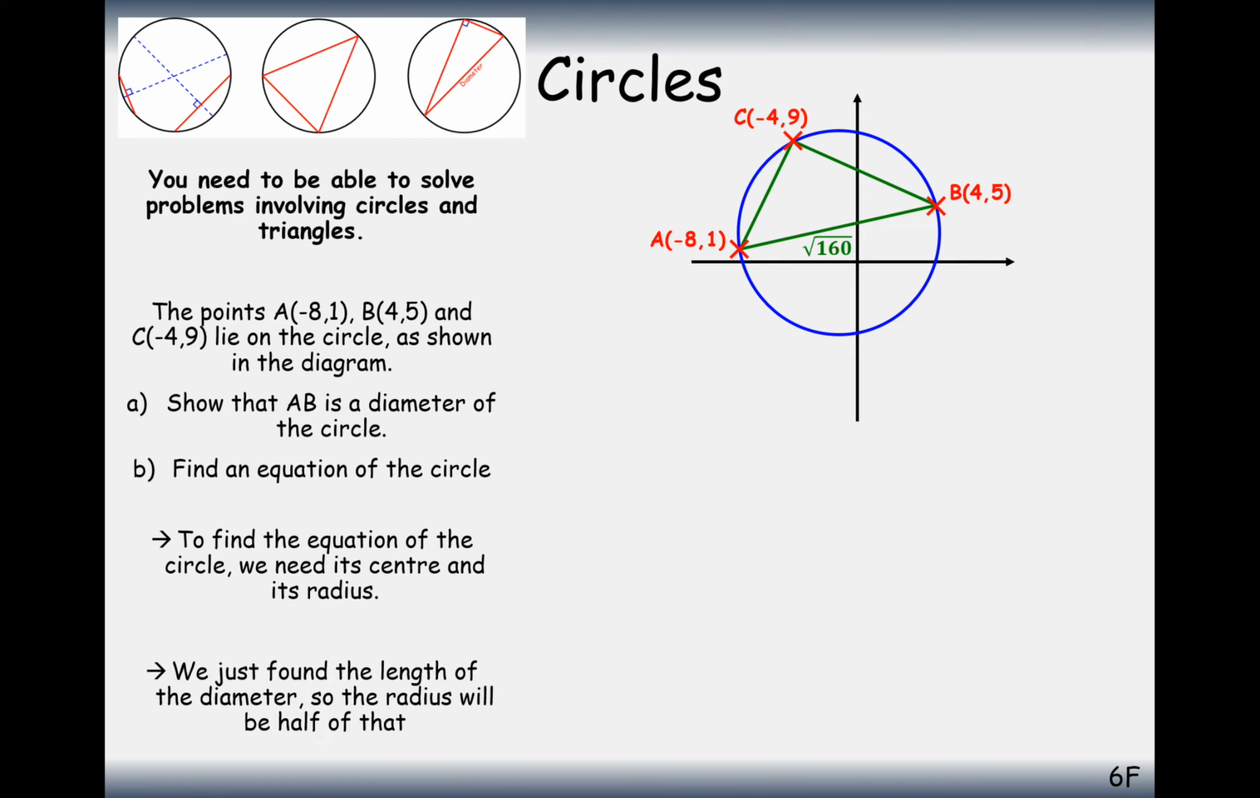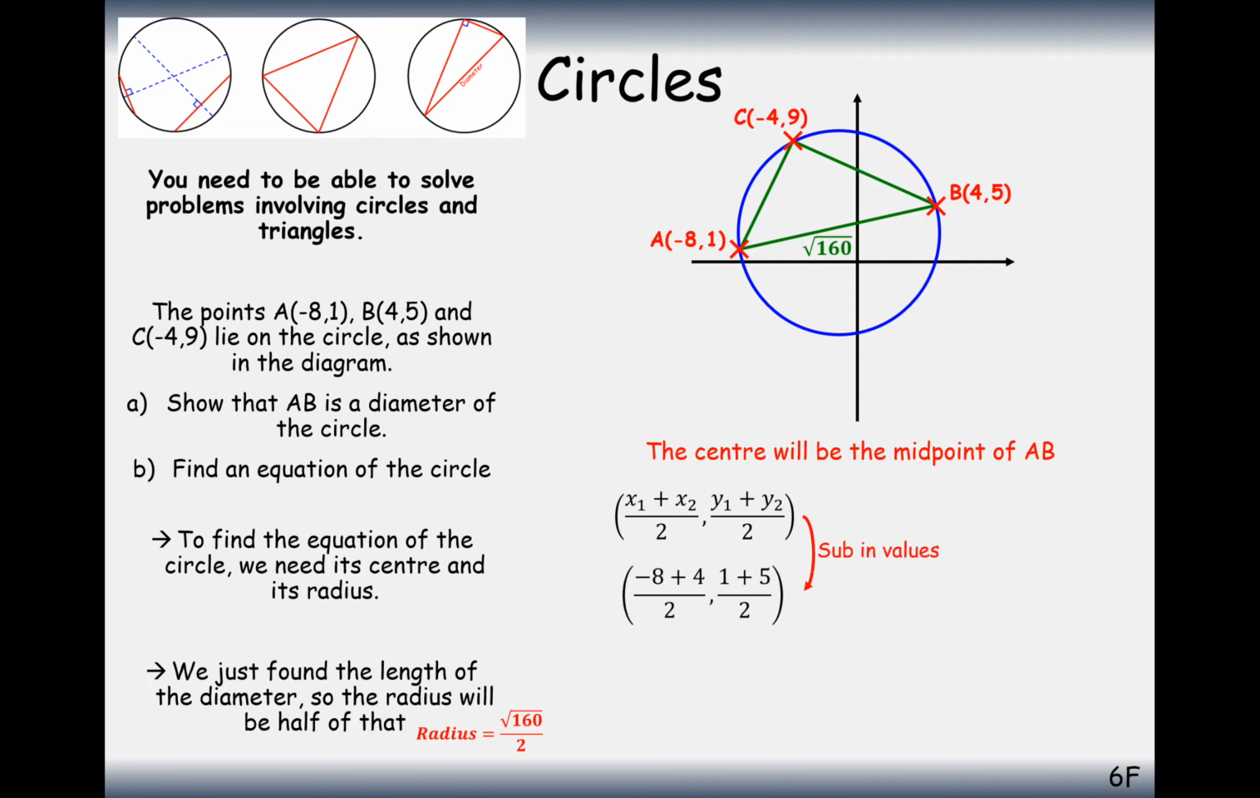Okay, now we need to find the equation of the circle. So given that we've just found the diameter, we can halve that value to get the radius. And we also need to consider the midpoint between A and B to get the centre of the circle. So the midpoint between the diameter, the coordinates either side of the diameter will give us the centre.